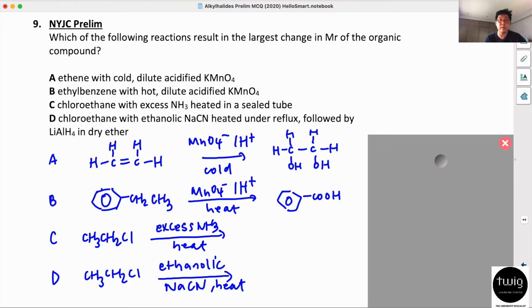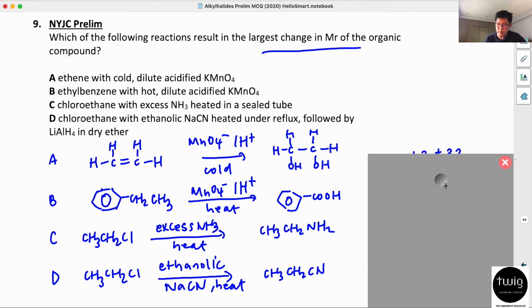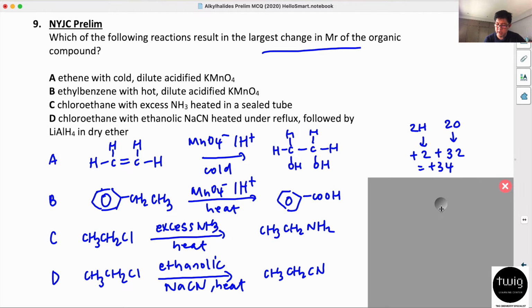Third one is nucleophilic substitution. The ammonia is the nucleophile. It will replace the Cl with NH2. And the last one is also nucleophilic substitution. The Cl will be replaced with CN. If you're going to calculate, they want the largest change in the Mr. For the first one, I'm just going to add the 2 O and the 2 H's. Can you see that? I added 2 hydrogen and the Mr of 2 oxygen, 16 plus 16 is 32. So you notice the change is 34.